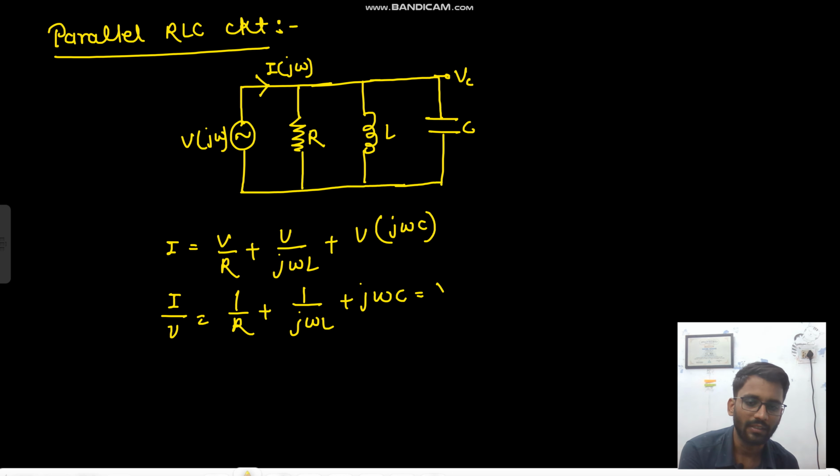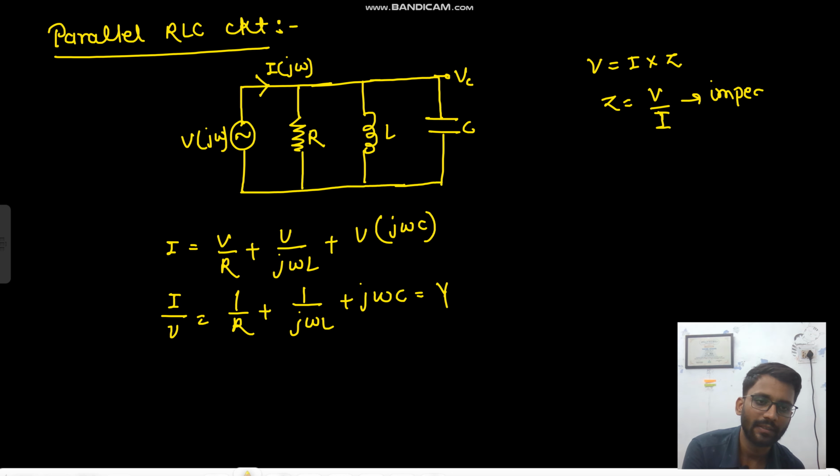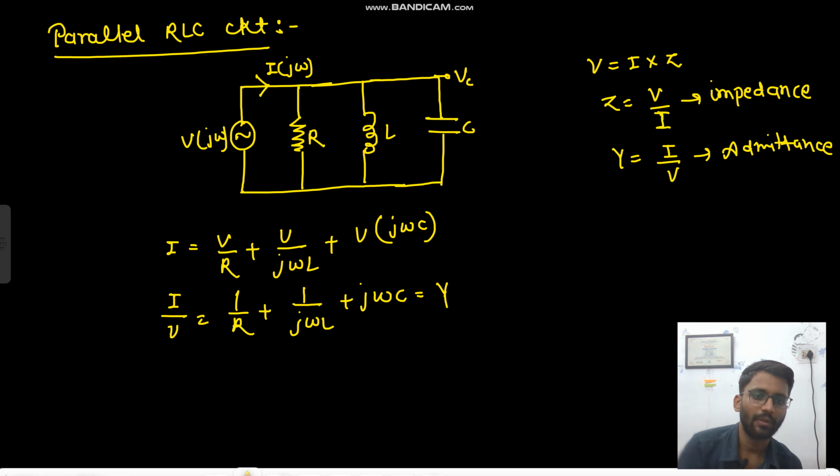And what is I by V? That is equal to Y. Like what is V equals to I into Z, right? So Z is equal to V by I. This is what we call impedance. And what is admittance? Admittance is the reciprocal of this. So you can simply write I equals to V into Y. Okay, so that is admittance.